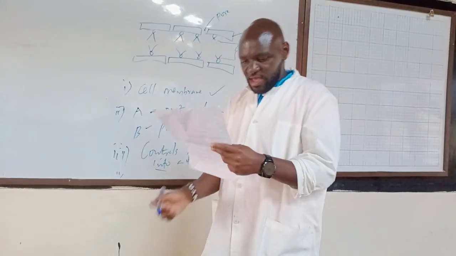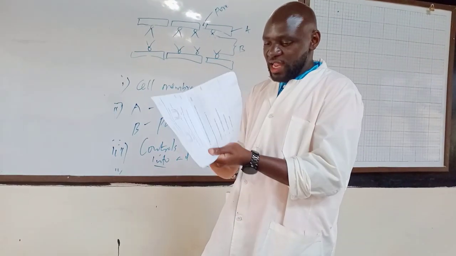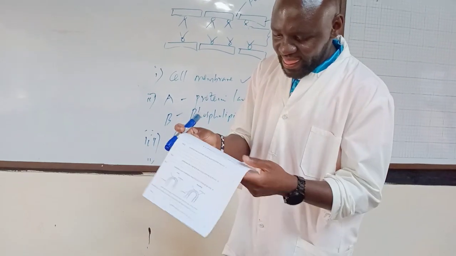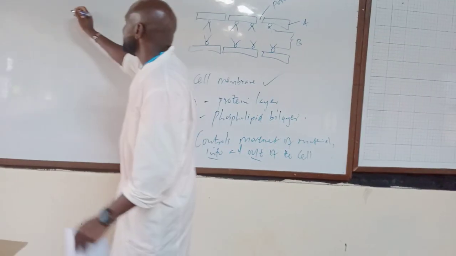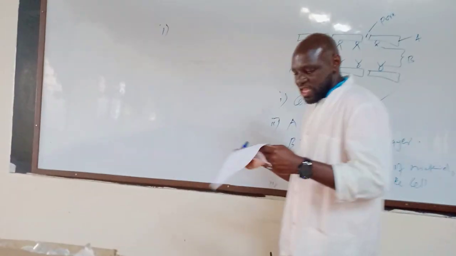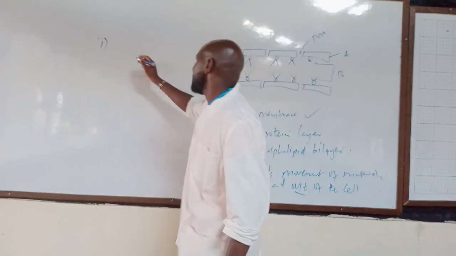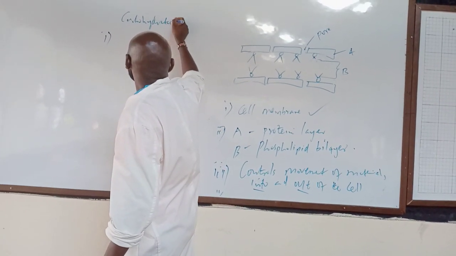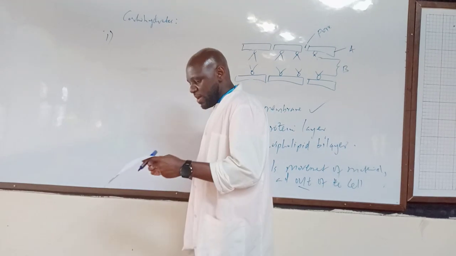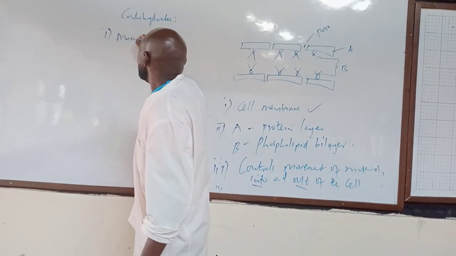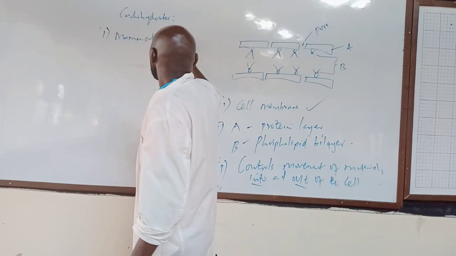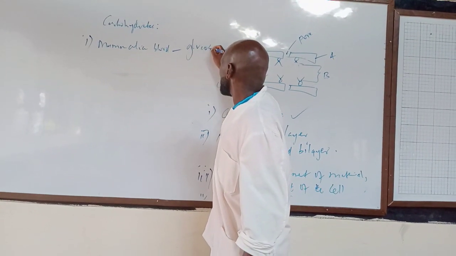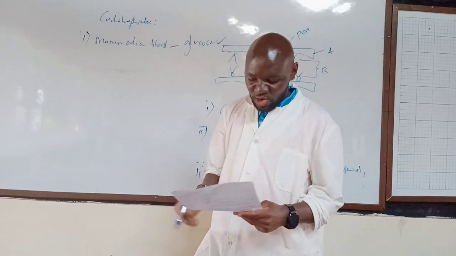And then the last question is saying this. Name the carbohydrate that is found in abundance in mammalian blood. So in the blood of mammals, the carbohydrate that is there in large quantities is glucose. The answer is glucose.